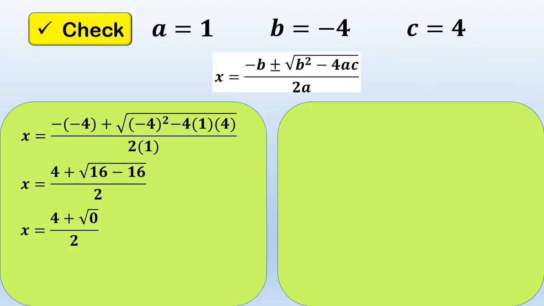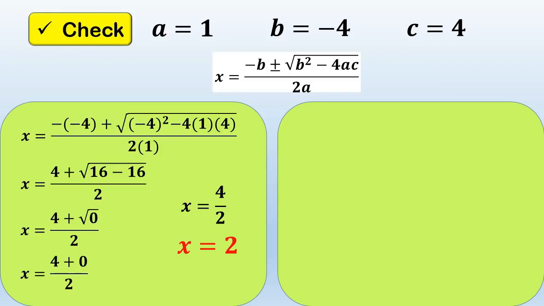Now, let's simplify the numerator. Square root of 0 is equal to 0. That's why we have here 4 plus 0 over 2. Next, 4 plus 0 is equal to 4 over 2. So, let's divide it. 4 divided by 2, the answer is equal to 2. Therefore, the first root that we get here is positive 2. Now, let's proceed.